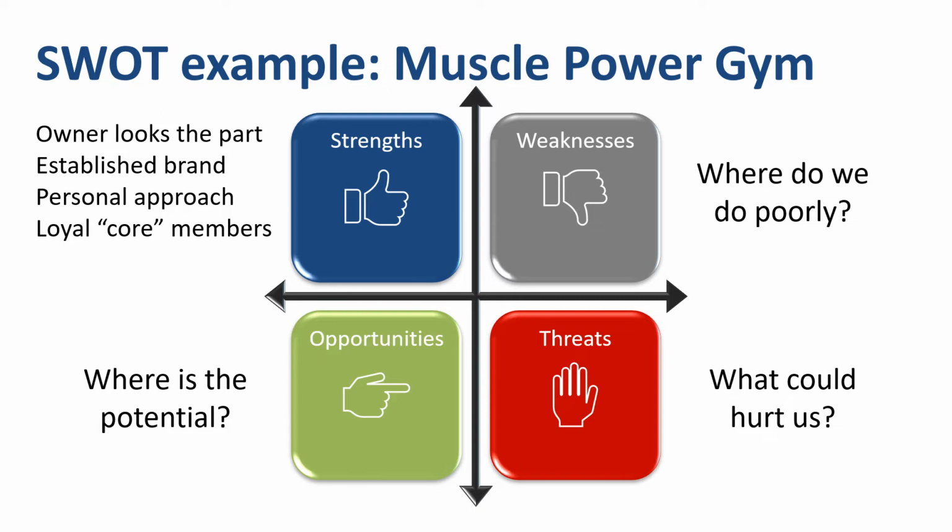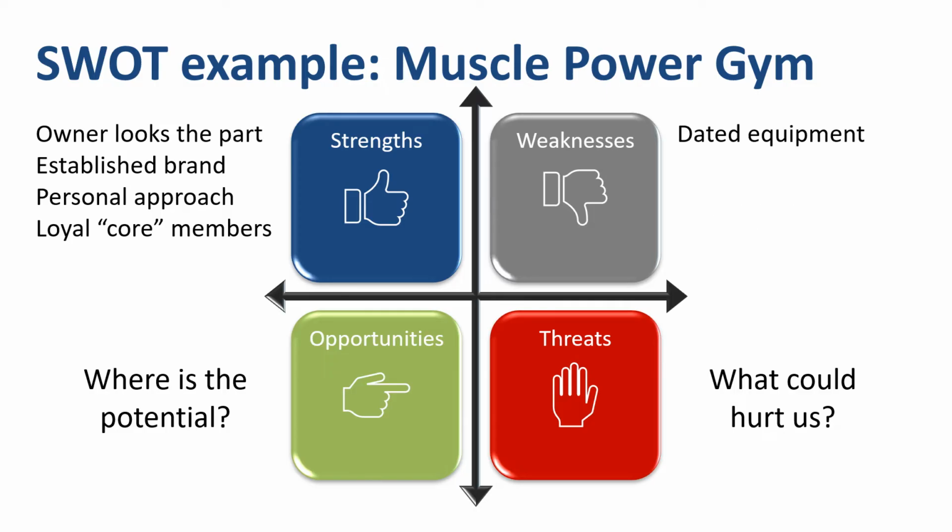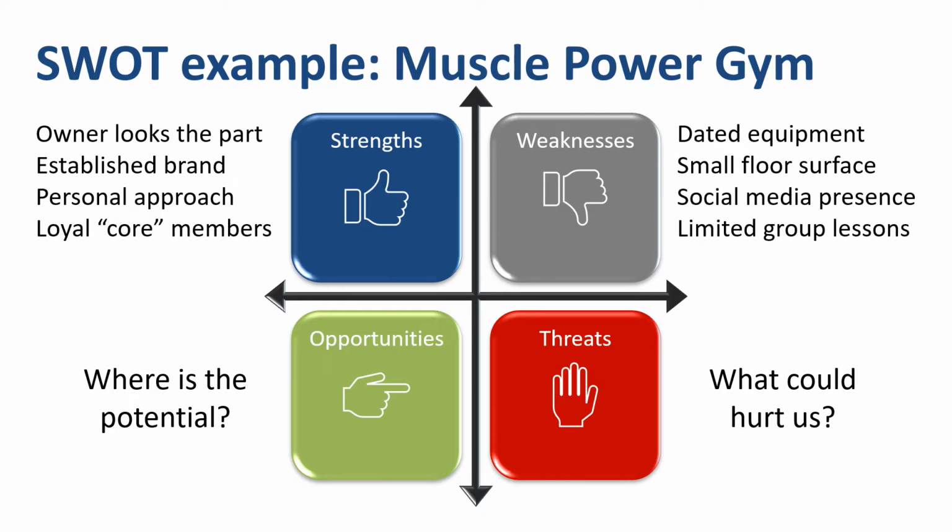Identifying weaknesses comes a lot harder for most people. That's because weaknesses, sometimes euphemistically called development needs, can feel like a criticism. After a lot of reflection, we list the following weaknesses. Muscle Power Gym has dated equipment, a small floor surface inside and little parking space outside, a weak social media presence, and offers a very limited number of group lessons.